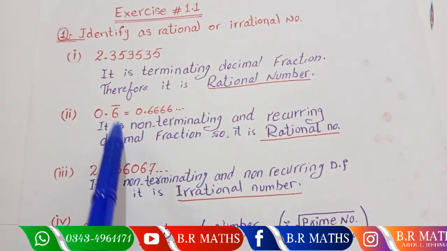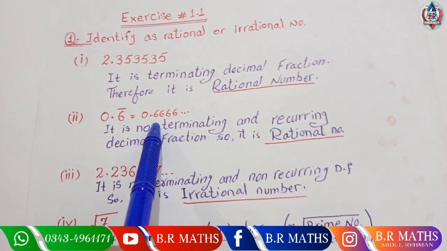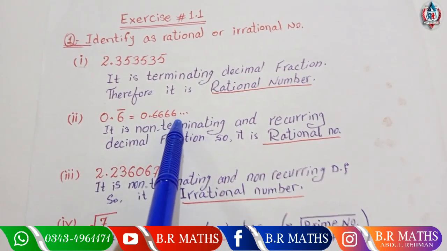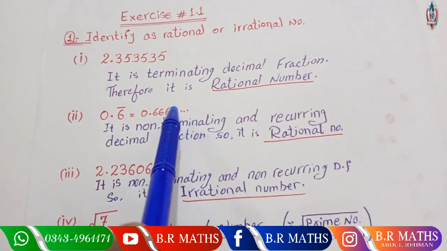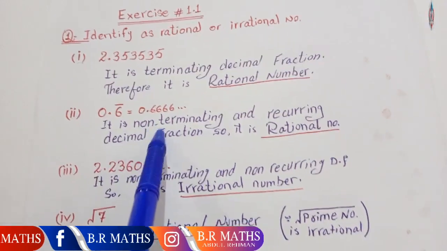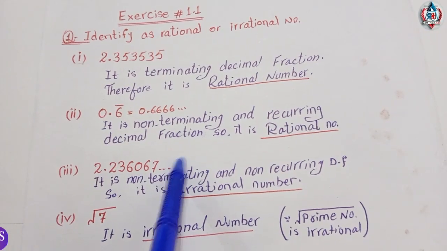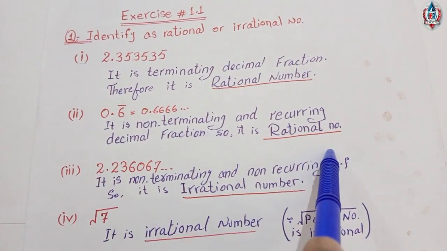And similarly 0.6 bar. Bar means repeating numbers. 0.666, there are infinite numbers but they repeat again and again. So this is called a non-terminating and recurring decimal fraction. So this is a rational number.